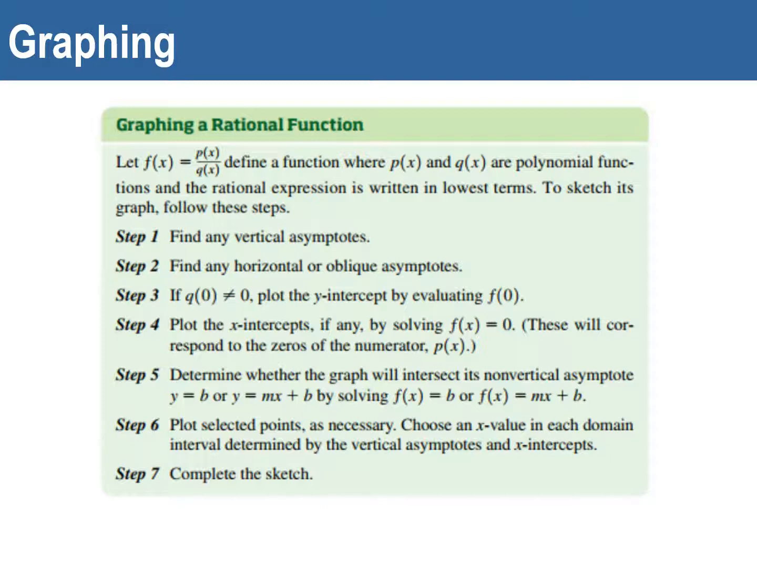So whenever we're graphing rational functions, you always want to follow the following steps. Get it in lowest terms. Find the vertical asymptotes. Find your horizontal and oblique asymptotes. Plot the intercept if possible. Plot all of your zeros. Determine whether the graph is going to intersect its non-vertical asymptotes. Plot points as needed, and then do the sketch.